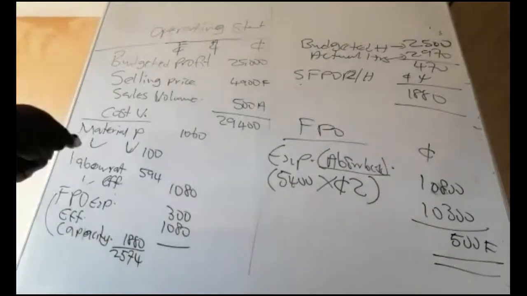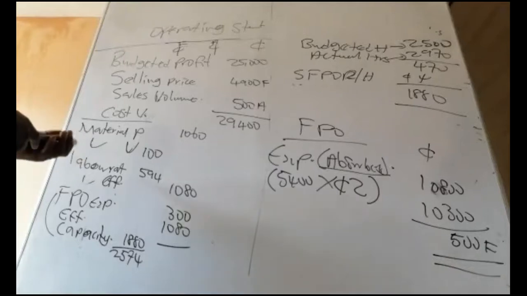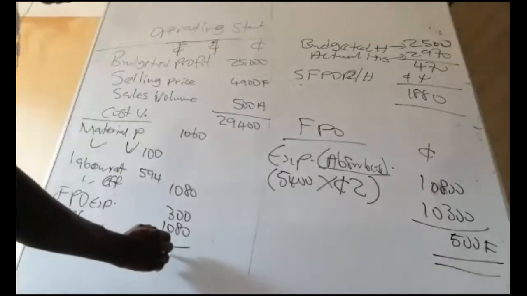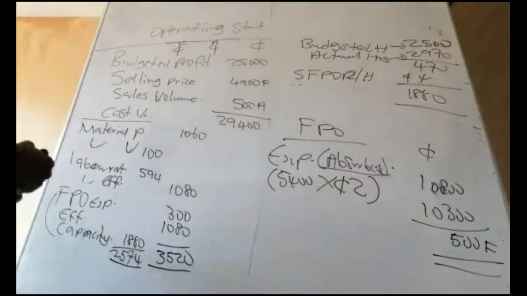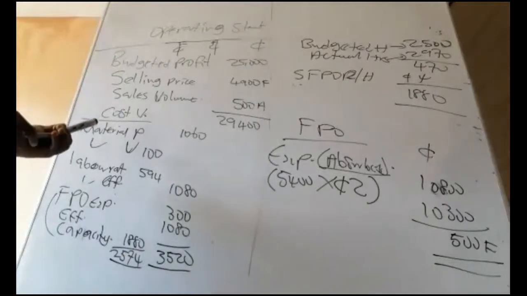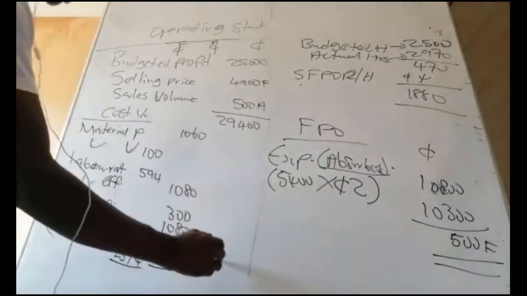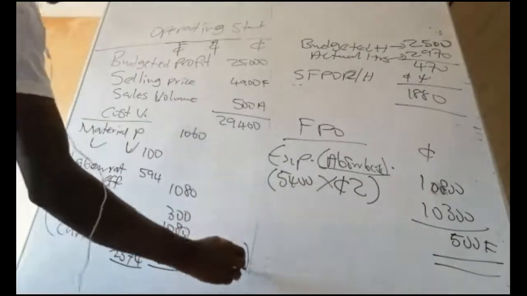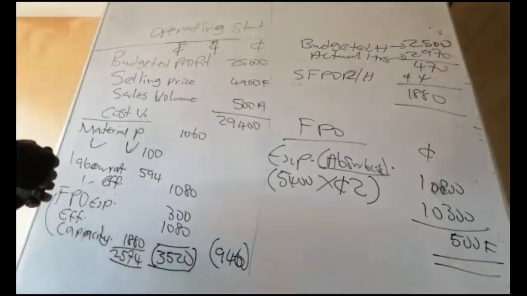Plus this one, to be 1060 plus 1080 plus another 1080 again plus 300. That will be 3520. Just that the favorable ones are lesser. So it's giving us a net amount of 946 adverse. So 946, we put it in brackets. Yes, you can put all the adverse in brackets, all favorable, positive.